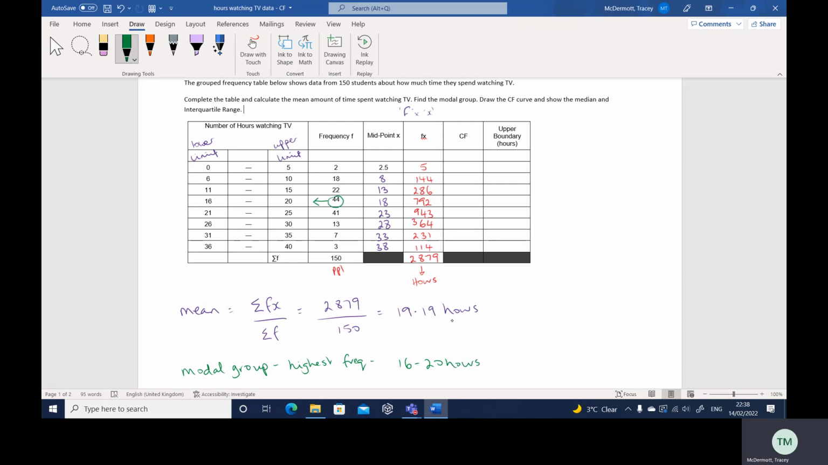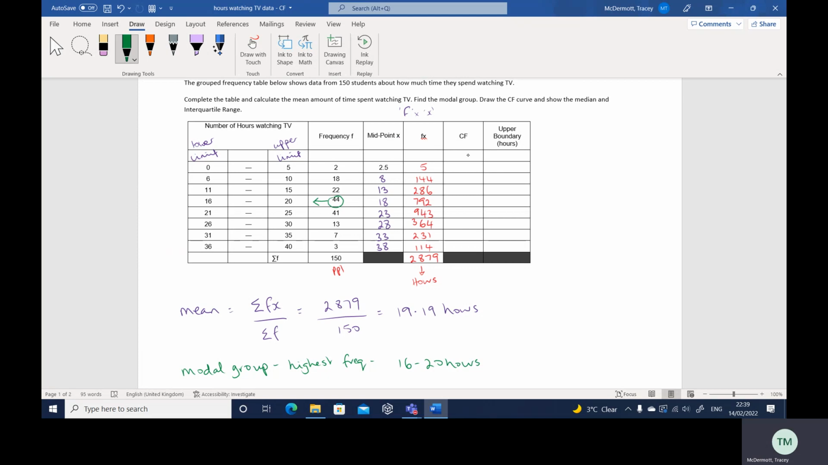Now that makes sense because we always want the mean, the modal group and the median to be fairly similar. 19.19 hours fits into that category of 16 to 20 hours. When we find our other missing average, the median, then it should hover around these values as well.